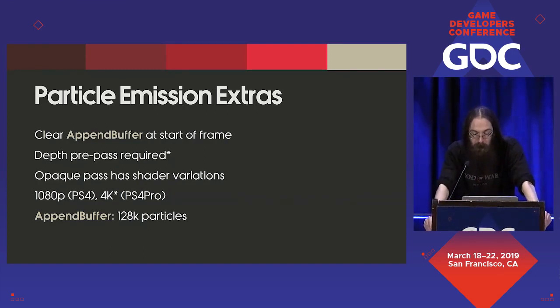We do all this at native 1080p resolution for the base PS4, or at the 4K checkerboard for PS4 Pro. The append buffer can pack all information needed, screen coordinates, etc., into a single 32-bit entry. The append buffer has enough storage to emit 128,000 particles per frame, but it's unlikely we'll ever use that.